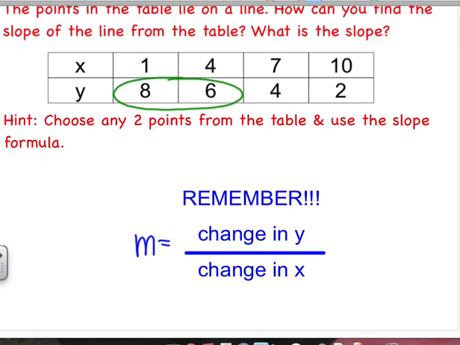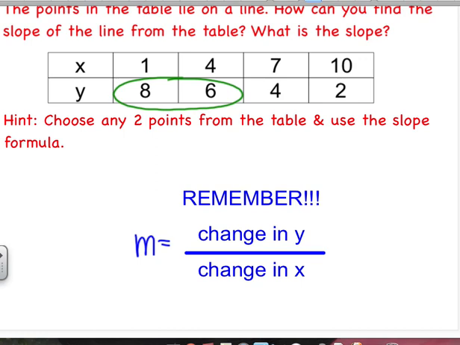I'm going to use the 8 and 6. You could use the 6 and 4. You could use the 4 and 2. You could compare the 6 to the 2, but you have to be consistent. If I'm going to compare the 8 and the 6 for the y's, then I also have to compare the 1 and the 4 when I do the x's here in a minute, right? You have to be consistent.